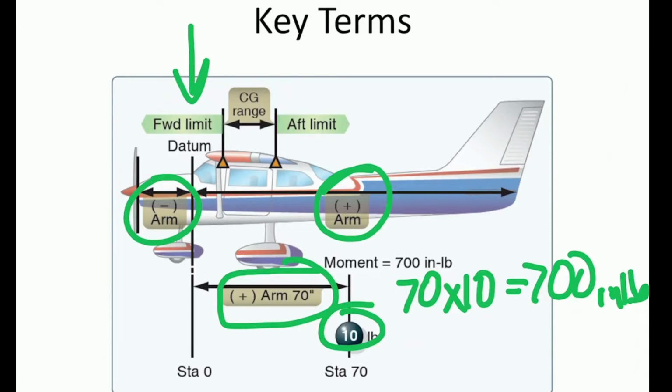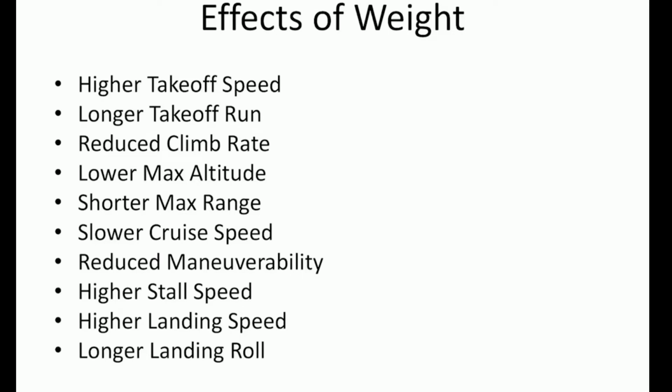This will be important later on when we get into adding all the weights and the moments and coming up with the center of gravity, etc. So we'll talk about that a little bit later, but just giving you a quick overview of some of the important terms. When it comes to the weight of the aircraft, the more you increase the weight, the more the performance factors are going to change. So this is a list of a lot of the things that can change as you increase the weight. Your takeoff speed, your takeoff run, how fast you climb, the range, your cruise speed can be reduced, and your stall speed can be increased.